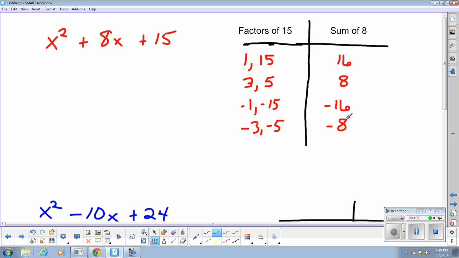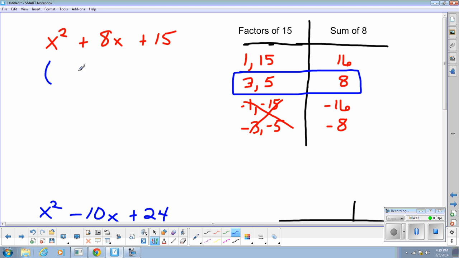Now, something to keep in mind. My middle term has a plus on it. So that means the sum over here also has to be positive. So I have positive factors that add to a positive answer. And if I want positive factors that add to a positive answer, I'm going to need my numbers to be all positive. So I wouldn't even consider these as I work, because I know that positive means I have to have positive factors adding to a positive number. In this case, I want to use the factors of 3 and 5 because they give me that sum of 8 in the middle. So how do I do this?